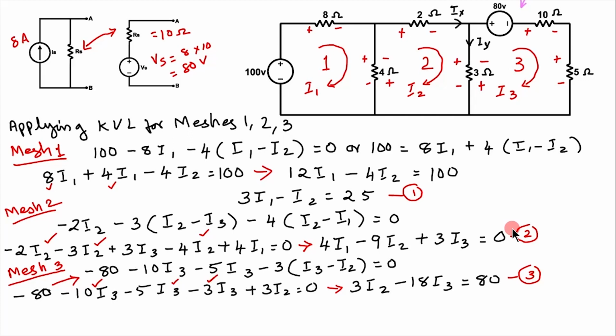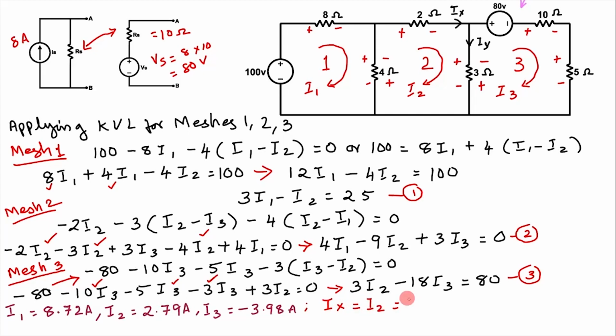Solving equations 1, 2 and 3, we will get I1 is equal to 8.72, I2 is equal to 2.79 ampere and I3 is equal to minus 3.98 ampere. As we are asked to find Ix and Iy, see Ix is the branch current through 2 ohm, which is the same as I2. So we can write Ix is equal to I2, which is this 2.79 ampere.